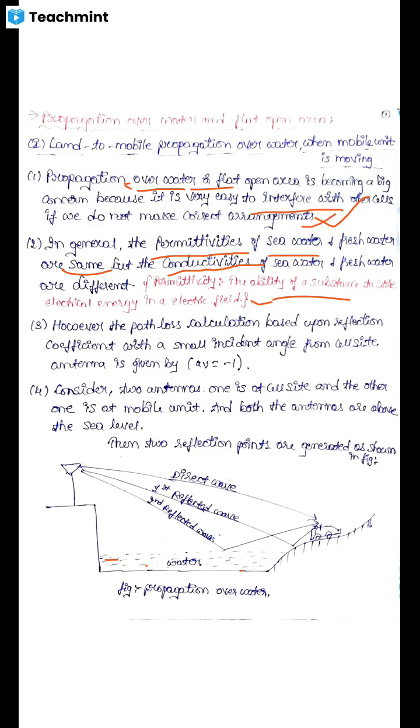So coming to the third point, here we will take the path loss calculation. The path loss calculation based upon the reflection coefficient with a small incident angle of the cell site antenna is given as -1. It means the reflection coefficient is taken as -1.